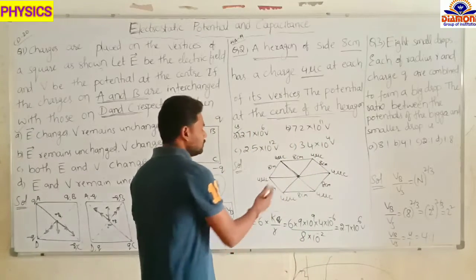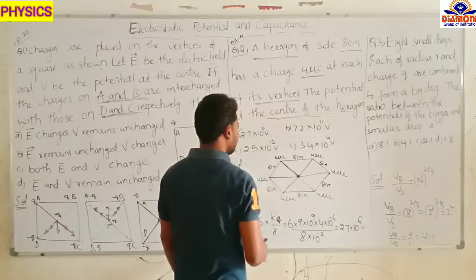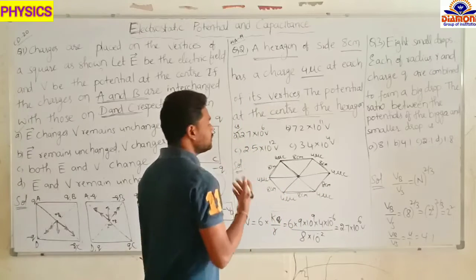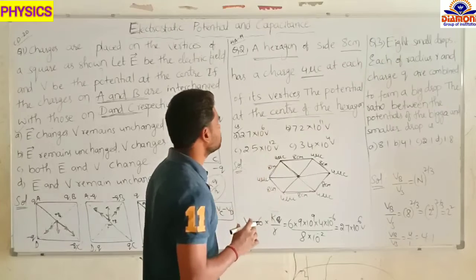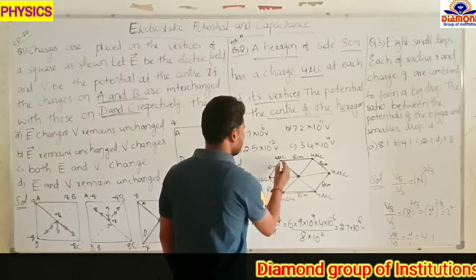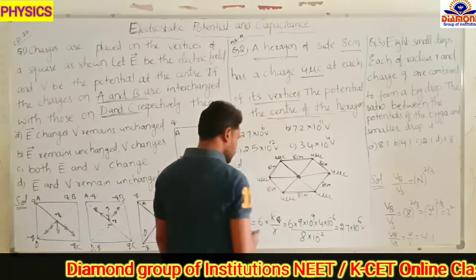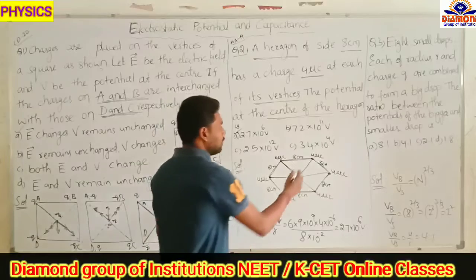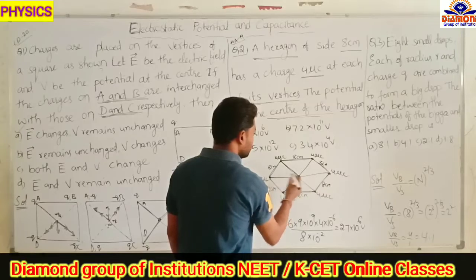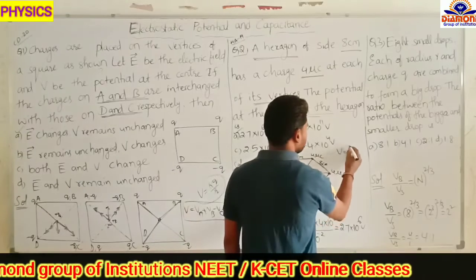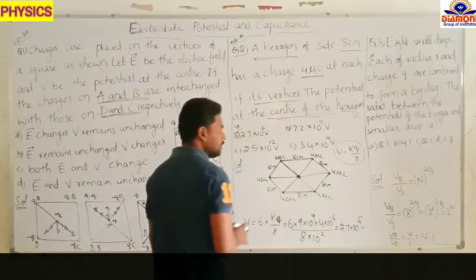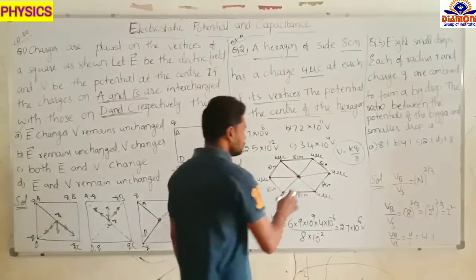Okay, so now according to the question, this is the hexagon and each side's length is the same, 8 centimeters, and 4 microcoulomb charges are located at each vertex. So here 4 microcoulomb, 4 microcoulomb, 4 microcoulomb. At the center we have to find the potential. So see now, all the charges are identical, and we have to find the potential at this point. The potential formula is V equal to KQ by R. So now here all the charges are identical, all are positive only.